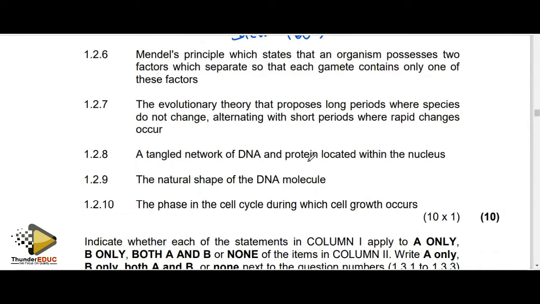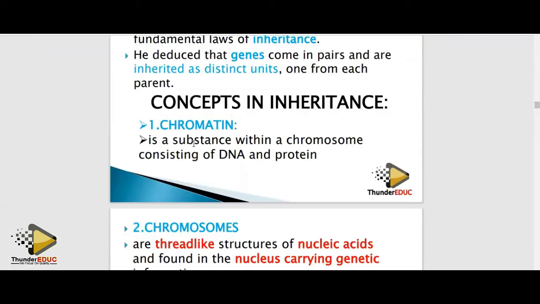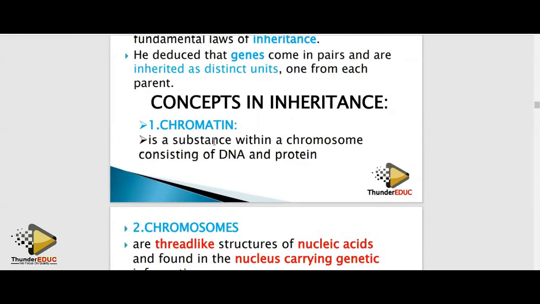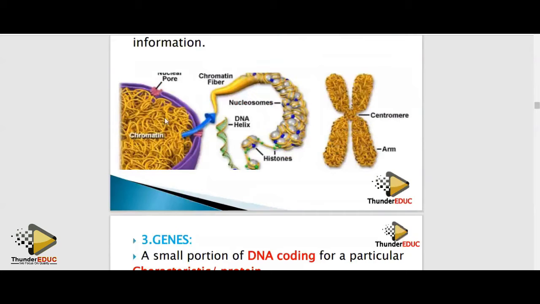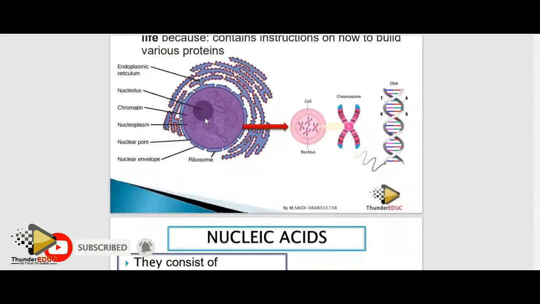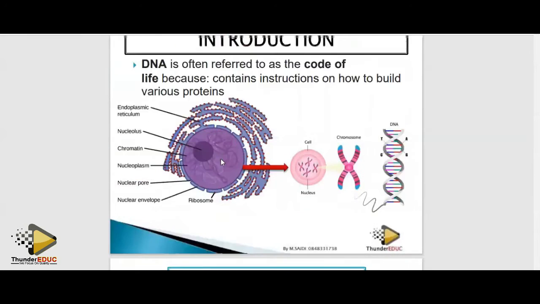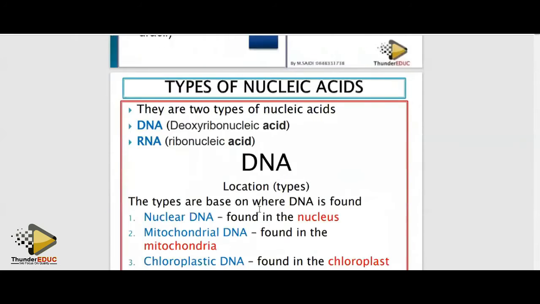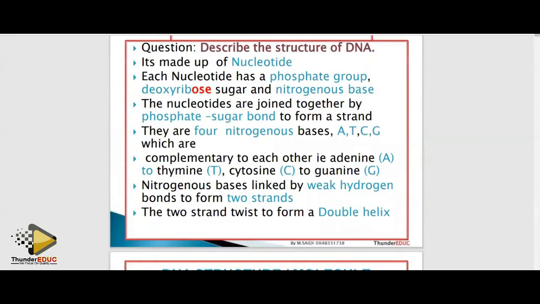A tangled network of DNA and protein located in the nucleus. This is the chromatin network. Let's see where we find it. Yeah, we can find it here. Chromatin, or chromatin network, is indicated here. It shows that it's a substance within the chromosome that consists of DNA and protein. If you look at it, you see that it is a network. Also, if you go back to DNA replication, you'll find it again. You see, these are what you call the chromatin network. So basically, it can still be answered by that.